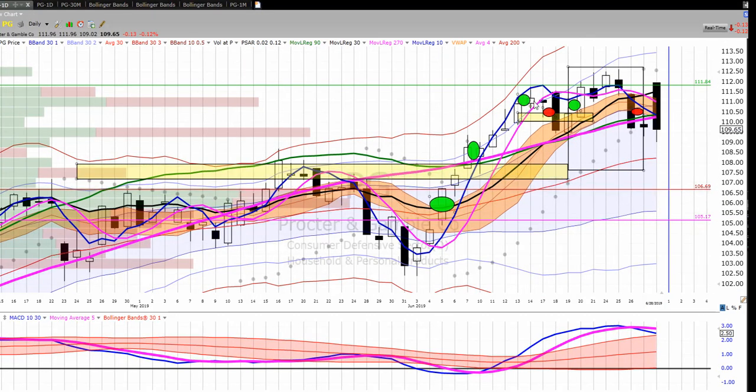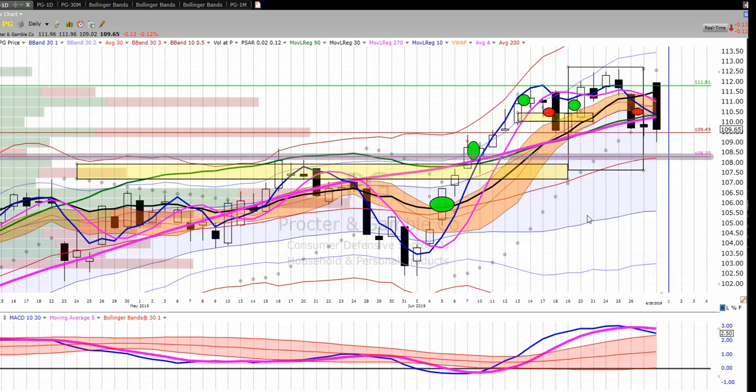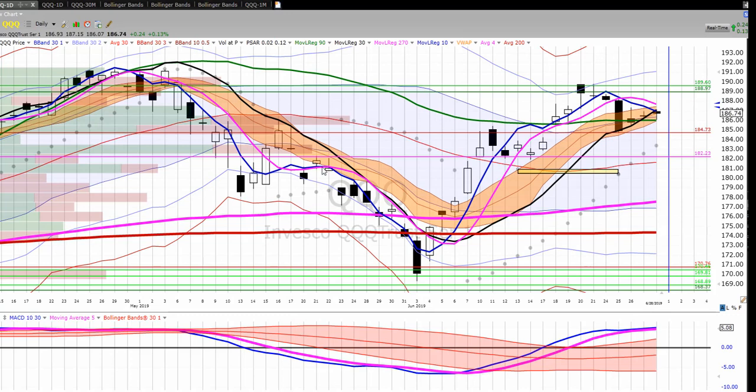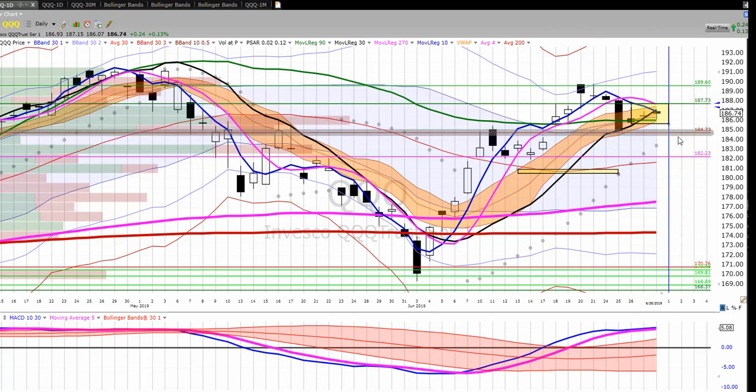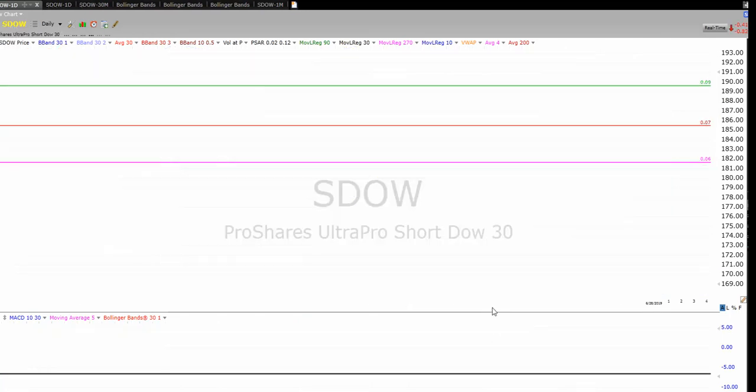3 scoops long on Procter, micro loss. Nothing to like about this on the long side, but a breakdown on the short side is possible with the target at the Bollinger Band mean, where I would also add the Qs right about there. That's our trade frame.